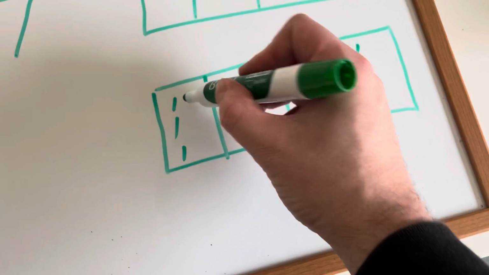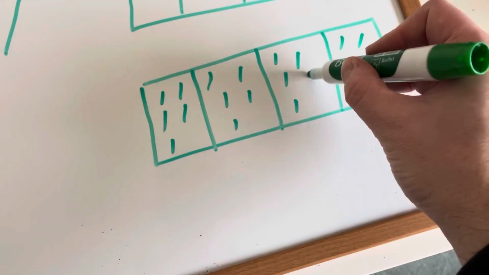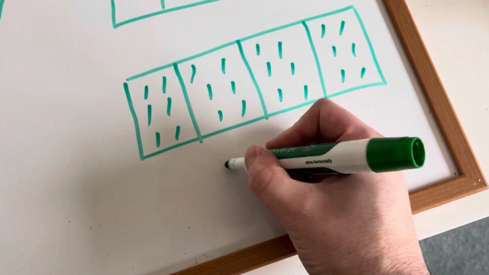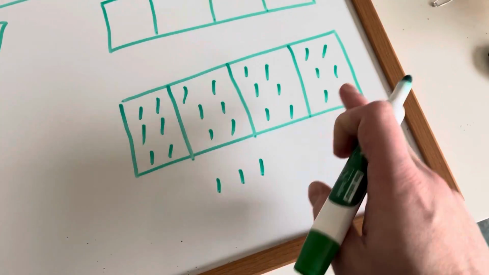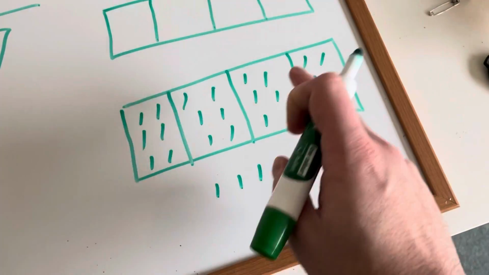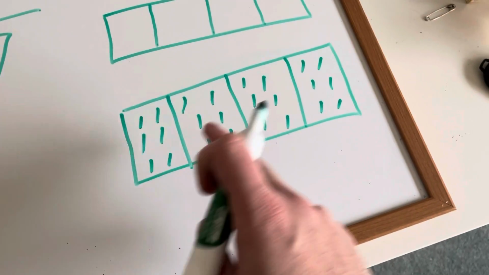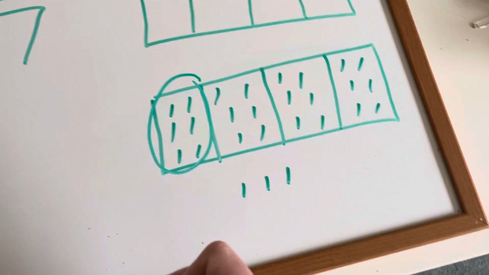Let's keep going. 13, 14, 15, 16, 17, 18, 19, 20, 21, 22, 23, 24. Now that leaves me with 1, 2, 3 left to share out, but I have got 4 groups, which means each of these could not get another one. That means that 27 is shared between 4 6 times with 3 left over.